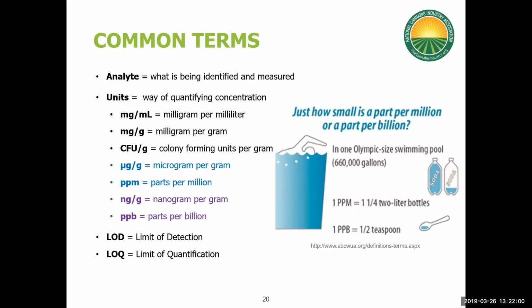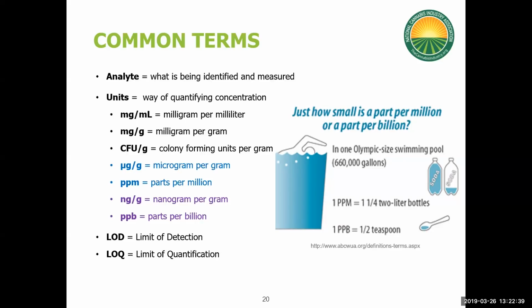So before we get too much further into this section, I'd like to go over a couple common terms that we'll be using. I've already stated analyte, which is what is being identified and measured. There's a couple different forms of units or ways of quantifying concentration of an analyte within a substance. For example, milligrams per milliliter, milligrams per gram, colony forming units per gram, which is a measurement for bacteria, micrograms per gram or parts per million, and then also nanograms per gram or parts per billion.